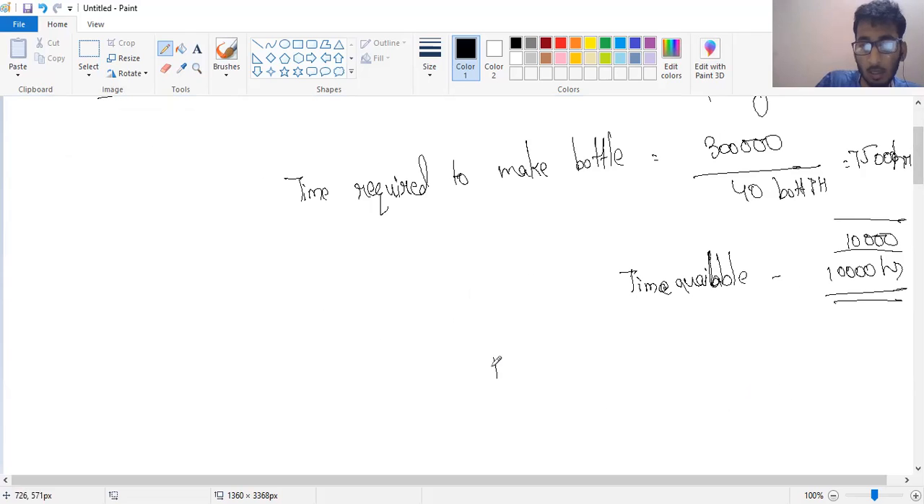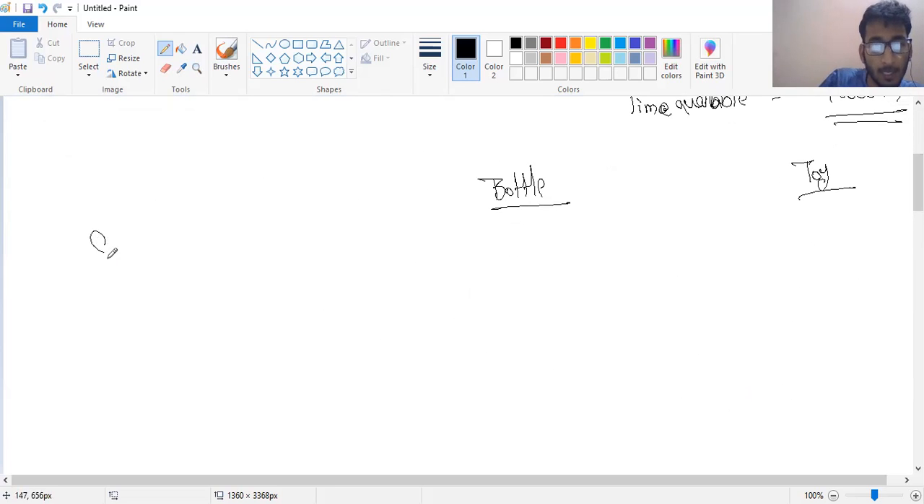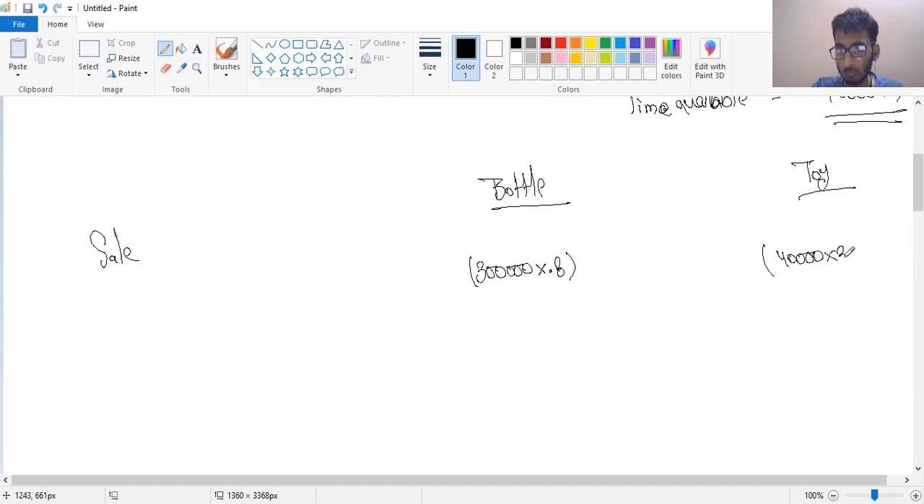So for bottle and for toy, I can say sale price. The sale price for the 3 lakh bottles would be 80 paisa each, and for the toy it would be 30 rupees. So how much is it? It would be 2,40,000 for the bottles, and 12 lakh for the toys.